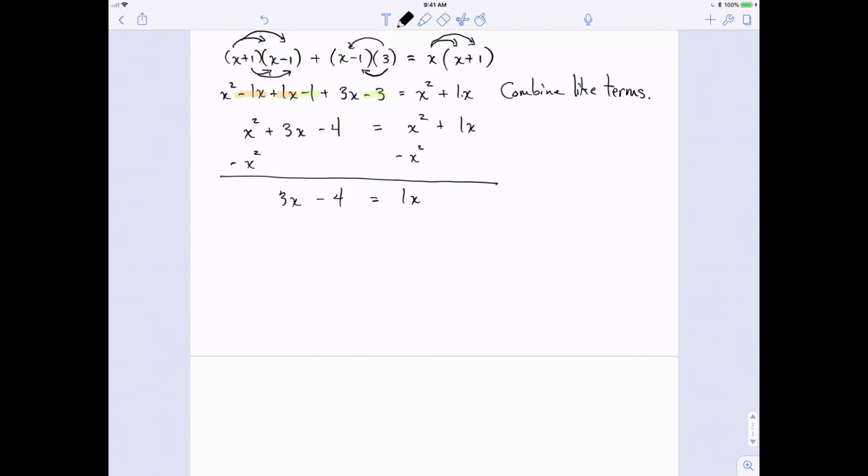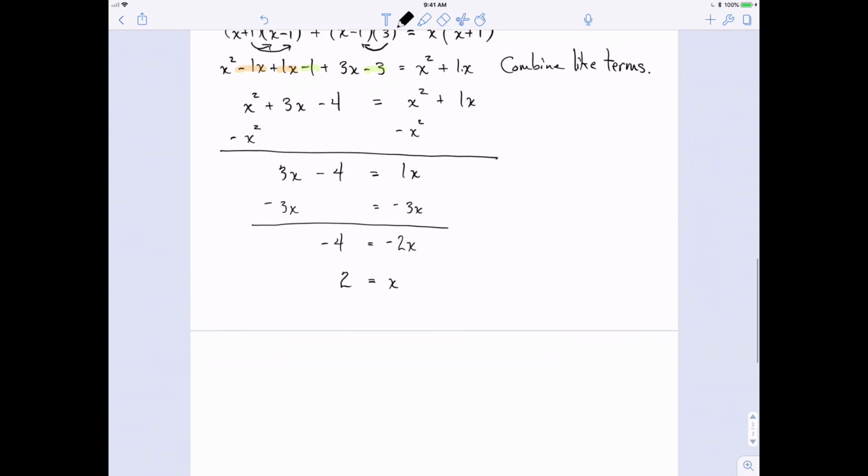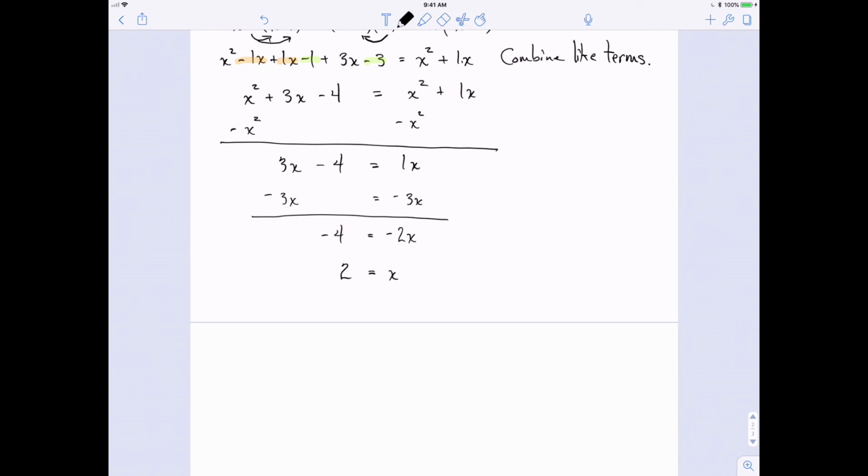This is a linear equation, solving this just like the one we did up above. So let's bring the x's to one side. So I have minus 4 equals minus 2x. You can see that x has to be 2. There. Now, notice that 2 is in our domain. If we'd gotten a 1 or a negative 1, then there would be no solution.